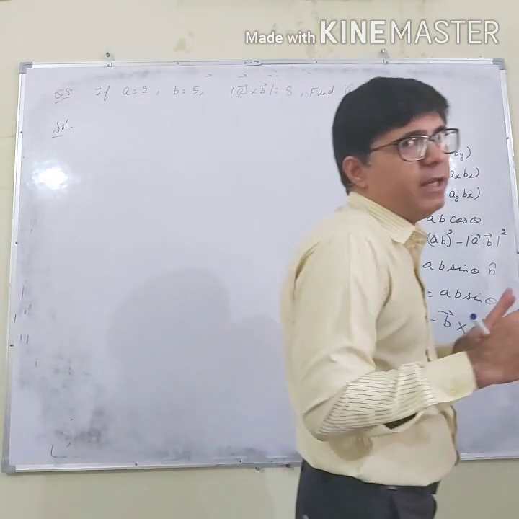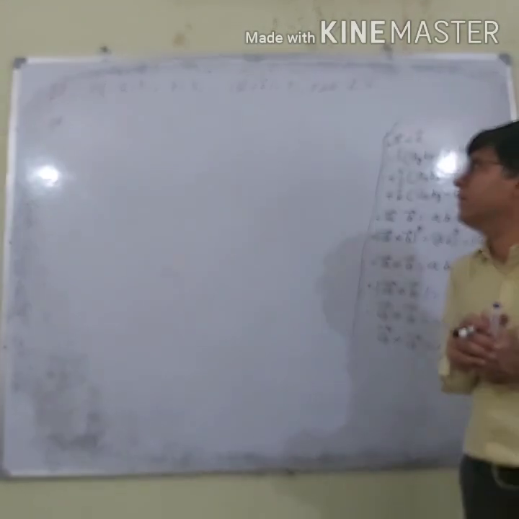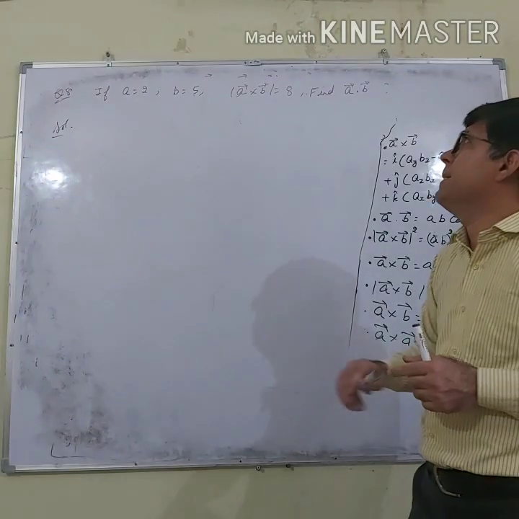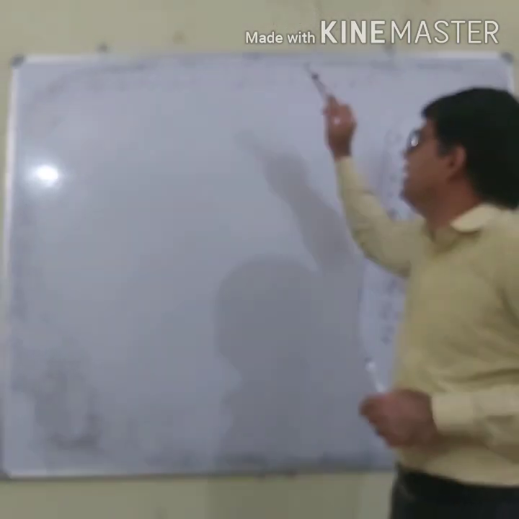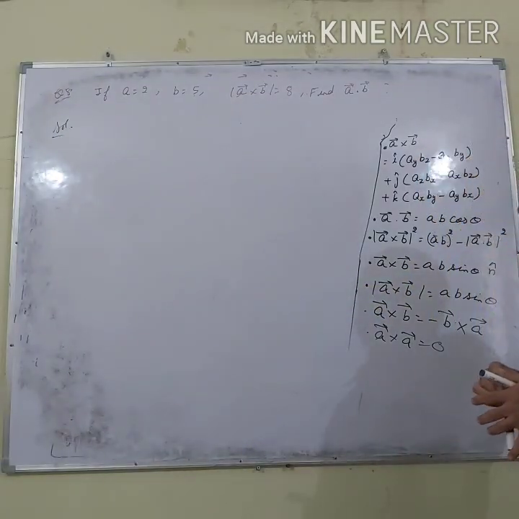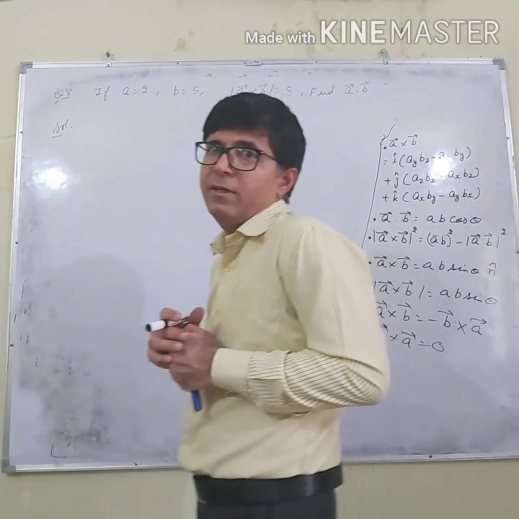What are we given? We are given the magnitudes of vectors A and B, and that A cross B is 8, and we have to find A dot B. There are two methods of solving. So let's solve this. First I will solve by the easier method.